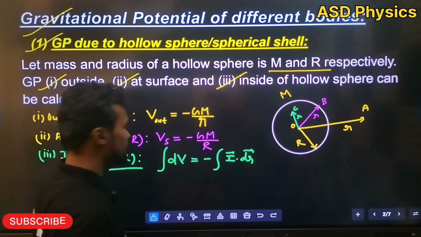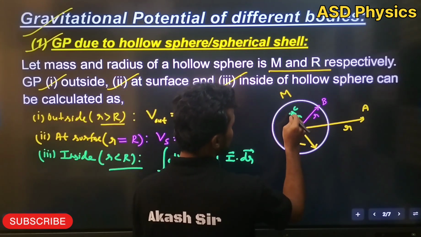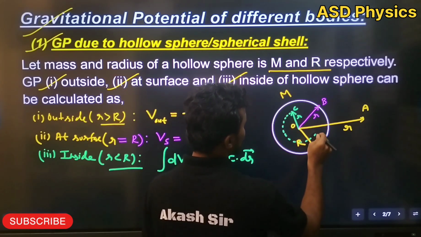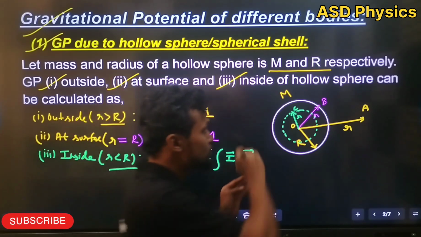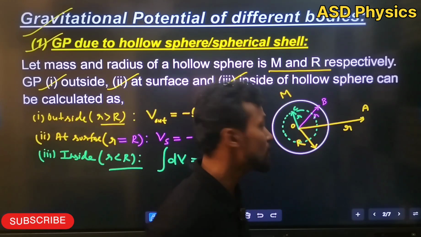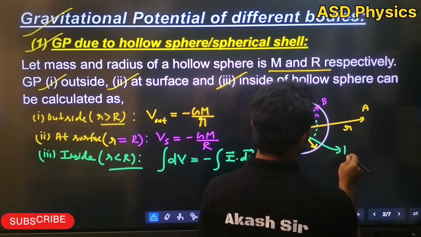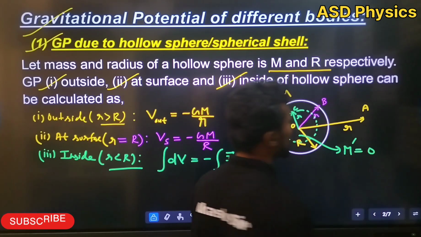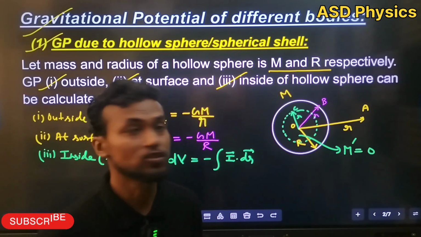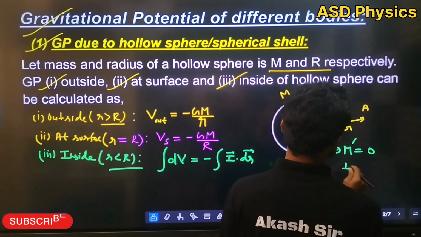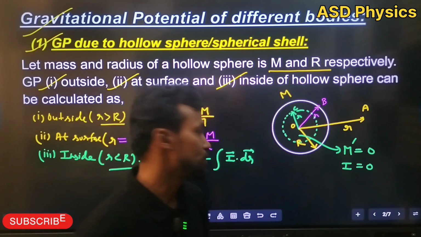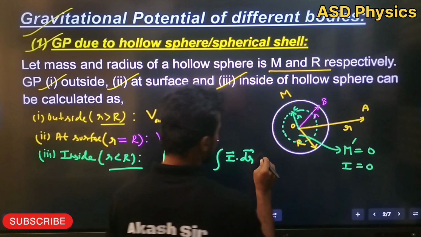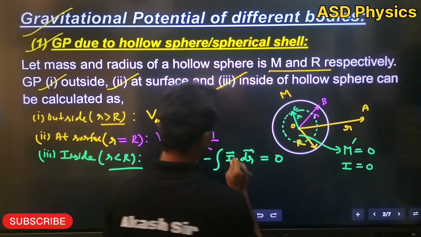Here, through the point C, I will draw one imaginary sphere. You know very well the total mass is present on the surface. Is there any mass inside? There is no mass inside. Inside mass is 0. As there is no mass, the gravitational field intensity inside will be how much? 0. Because of that this term will become 0, because I is 0.